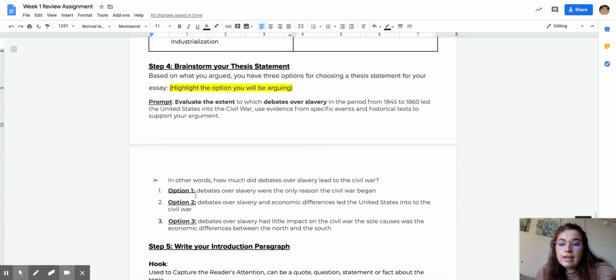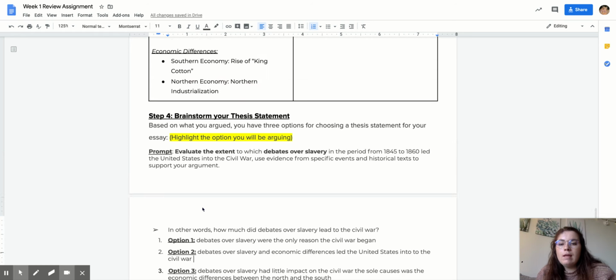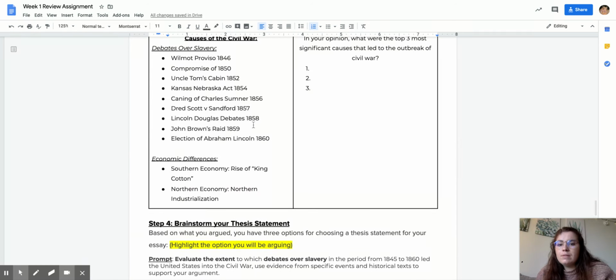The second option is saying that debates over slavery were important, but economic differences also led the United States into the Civil War. So that's kind of taking a middle ground, saying it was a little bit of both. That means that you would use sources from here as well as sources from here.